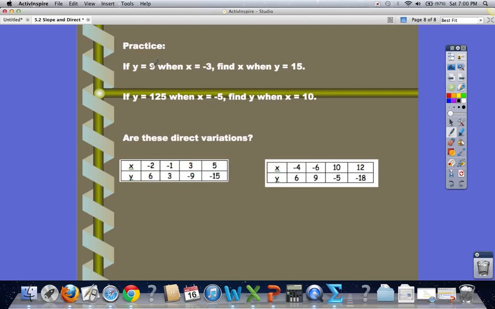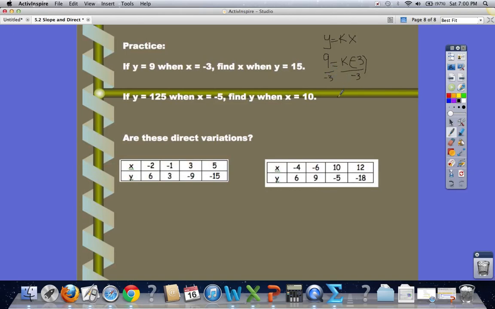If y is equal to 9 when x is negative 3, find x when y is equal to 15. Now, sometimes they don't give you the beginning problem that says y is equal to kx. So you just write it. Okay? That takes care of my first little part of the sentence. Now it says if y is 9, I'm plugging in, we don't know what k is, we have to find it first. Negative 3 is what x is. All right, so we need to solve for k.